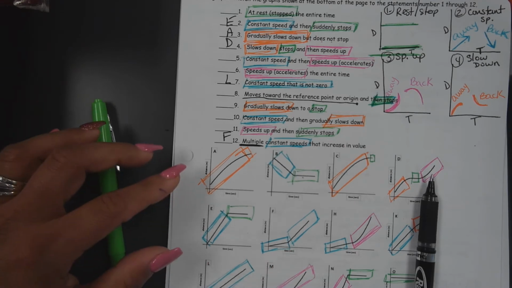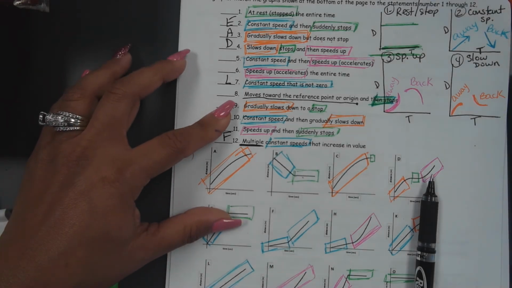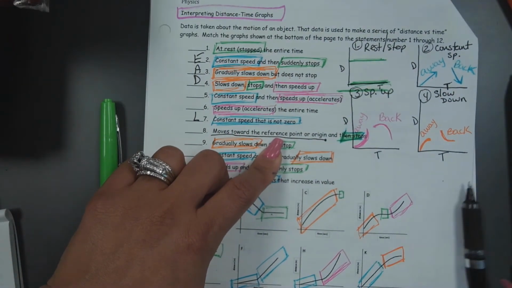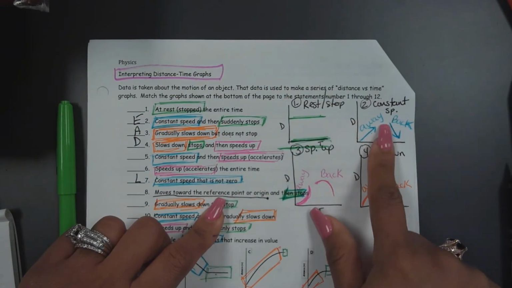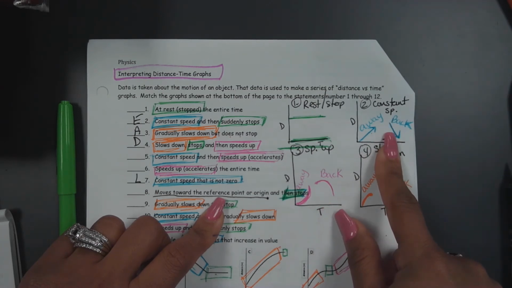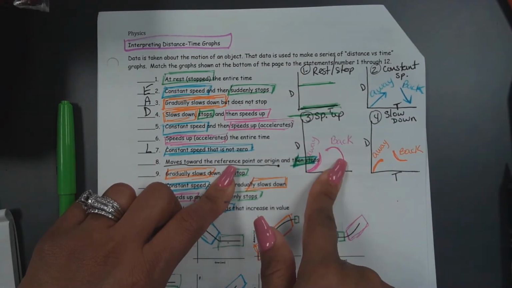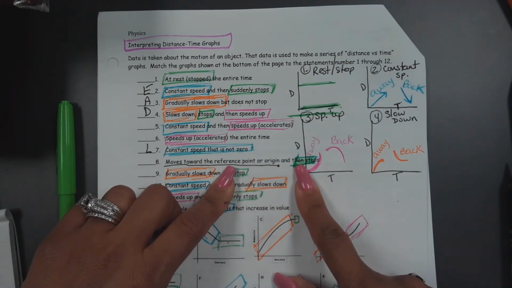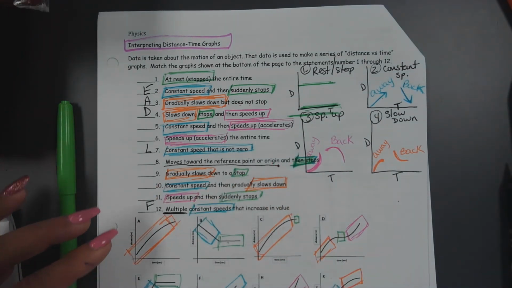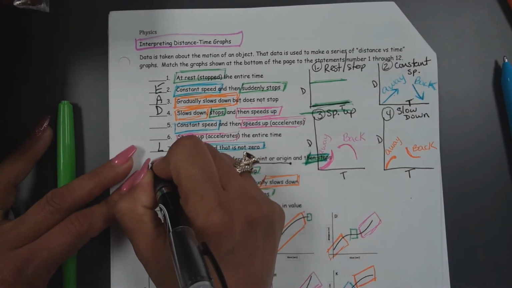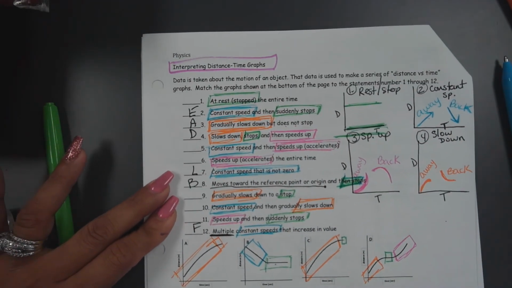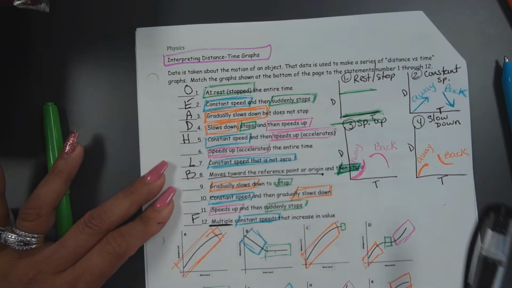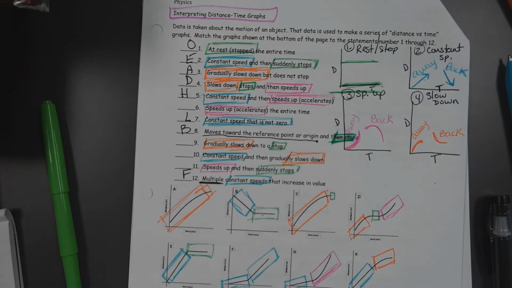Okay, next one, 8. It moves towards the reference point. Towards the reference point would be a downward line, or it would be a curve like this, or a curve like this, and then suddenly stops. B. Say it again. B. 8 is B. 1 is O. 5 is H. Keep going. You can't mess up.